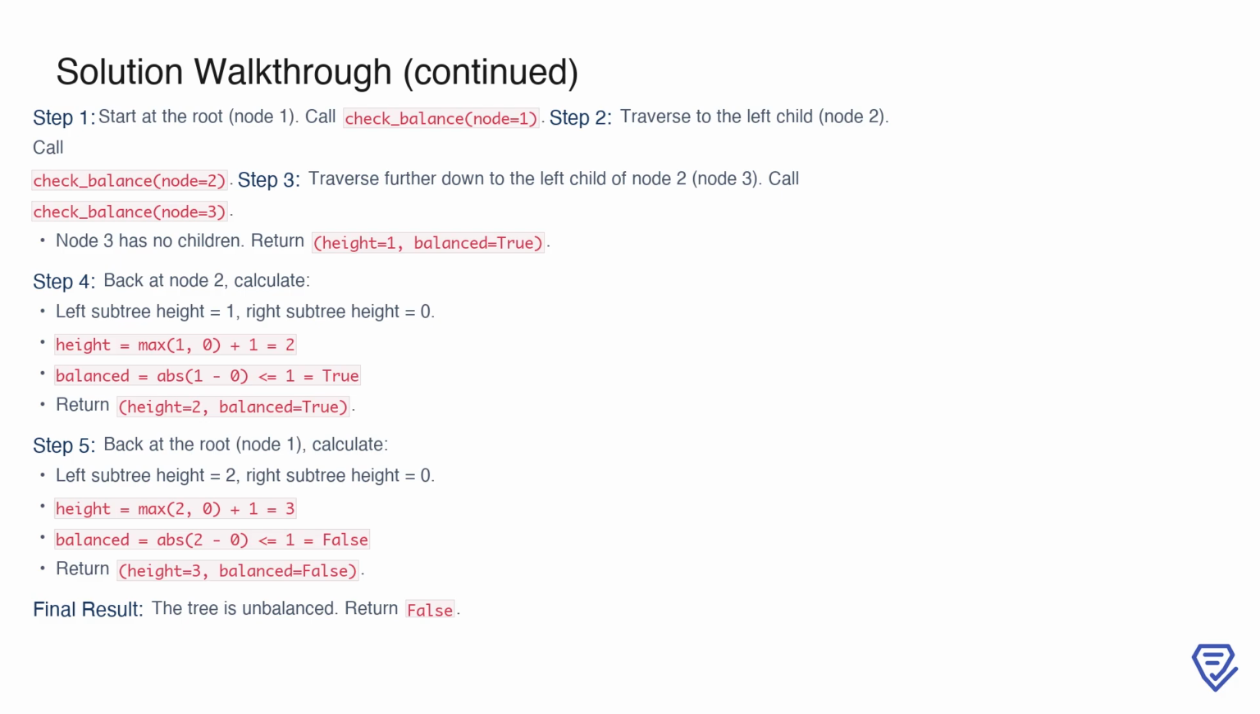The left subtree has a height of 2, while the right subtree has a height of 0. This gives a height of max(2, 0) plus 1 equals 3, but the tree is now unbalanced because the height difference is abs(2 - 0) equals 2, which exceeds the allowed limit of 1. Therefore, this binary tree is unbalanced, and the function returns false.